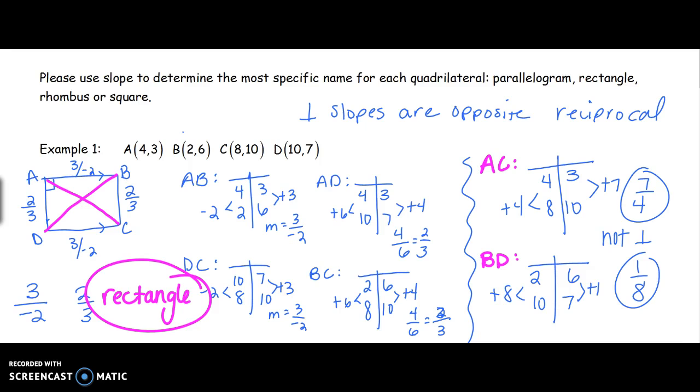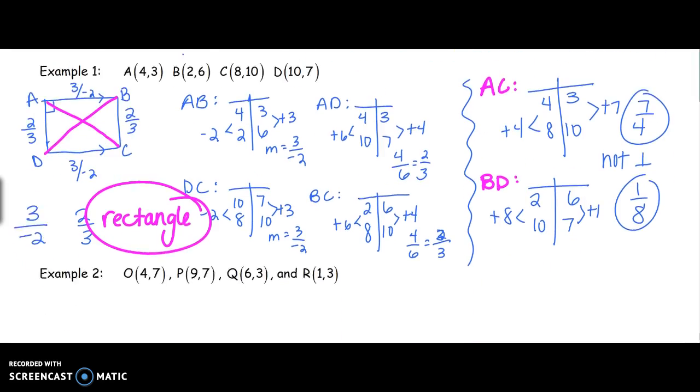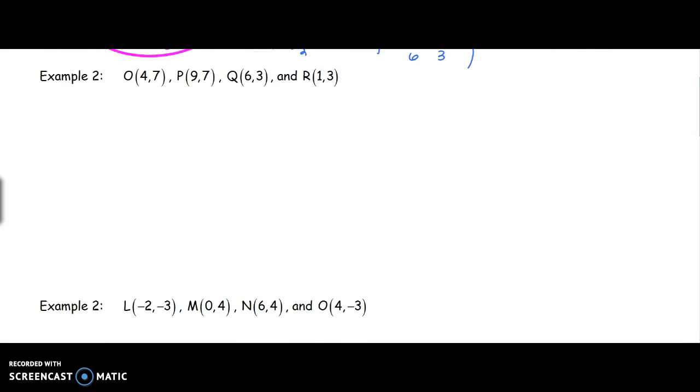So that's what we're going to be doing again. So take a look at the next example. So here again, we're going to draw our image. So you have O, P, Q, R. So again, we need to find our slopes of OP and RQ, and we need to find OR and PQ.